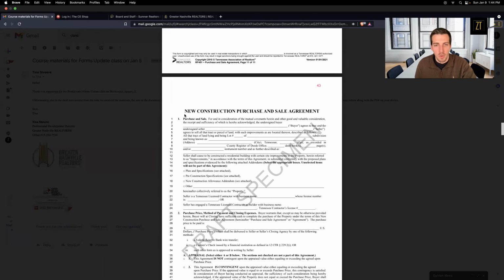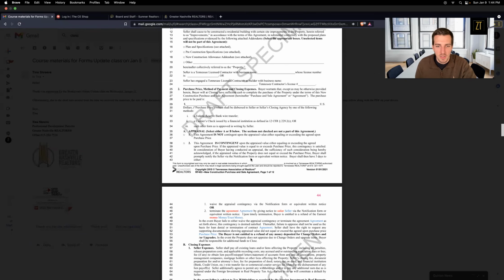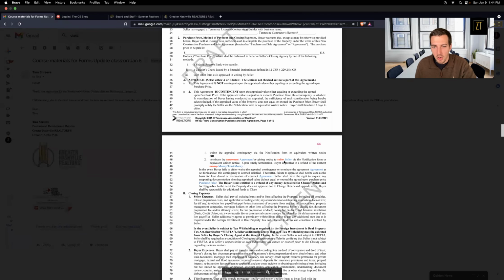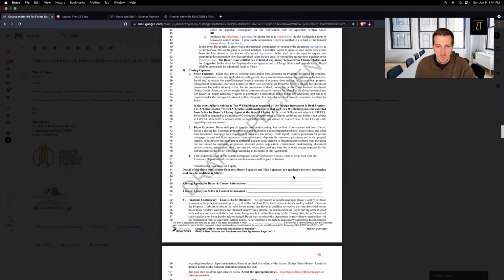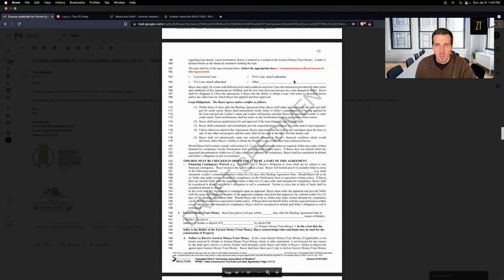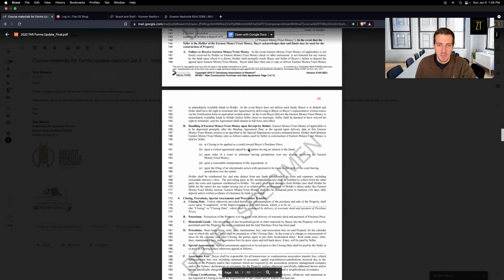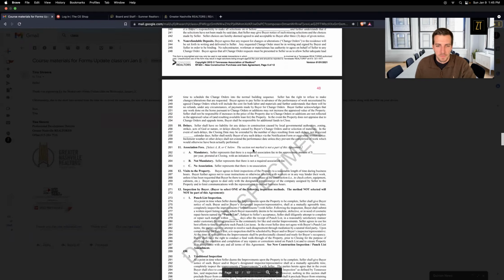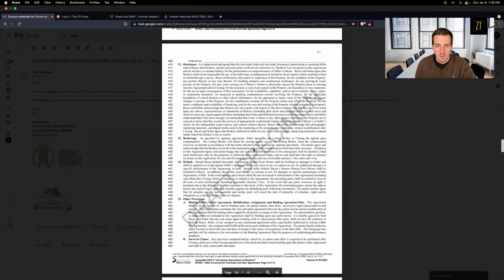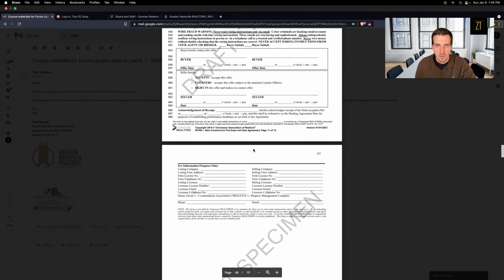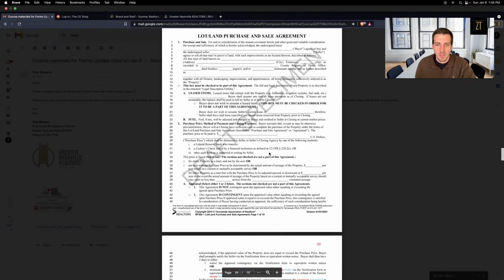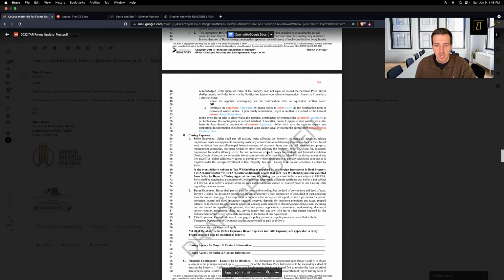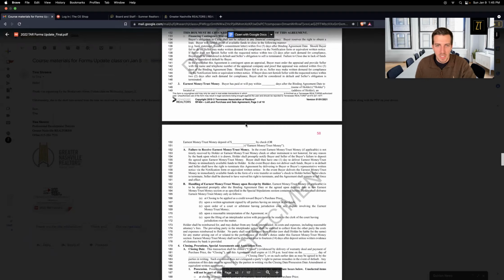Moving on to the next form, new construction purchase and sale agreement. Again, just clerical, they're just updating these. I think that was it for this one. Again, they just got rid of that. It's just check a box, single box. That's that one. Lot, land, and purchase sale agreement. Again, clerical updates.